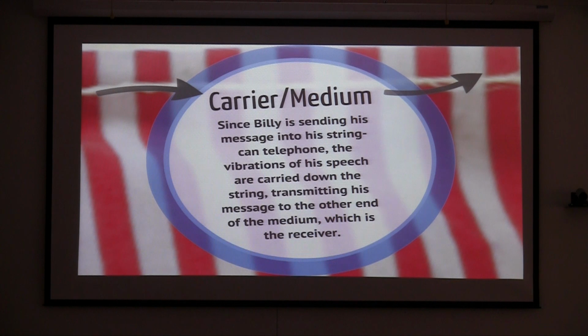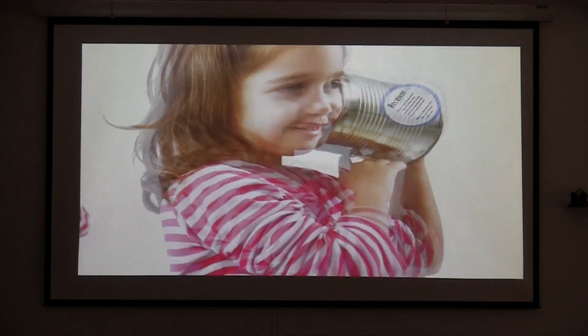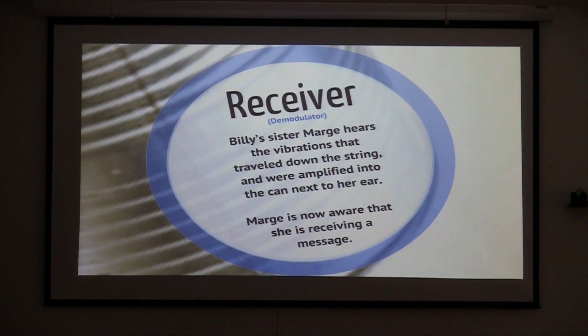Since Billy is sending his message into the string can telephone, the vibrations of his speech are carried down the string, transmitting his message to the other end of the medium, which is the receiver. Right now, I'm using airwaves to speak to you, whereas he's modulating his airwaves onto the string to send it to the receiver, AKA demodulator if you want to get technical. Billy's sister Marge hears the vibrations that travel down the string and are amplified into the can next to her ear. Marge is now aware that she is receiving a message.